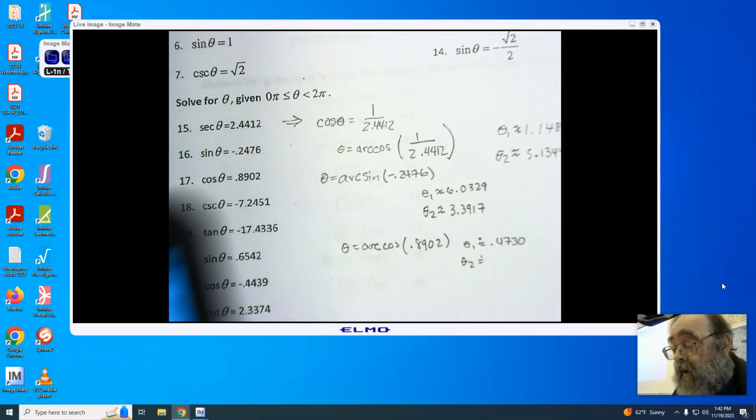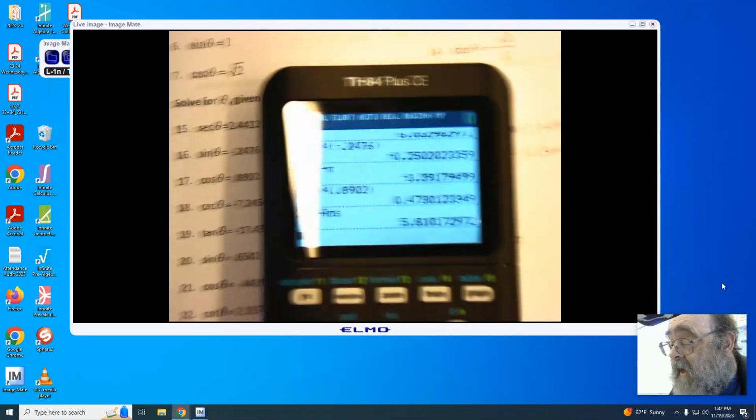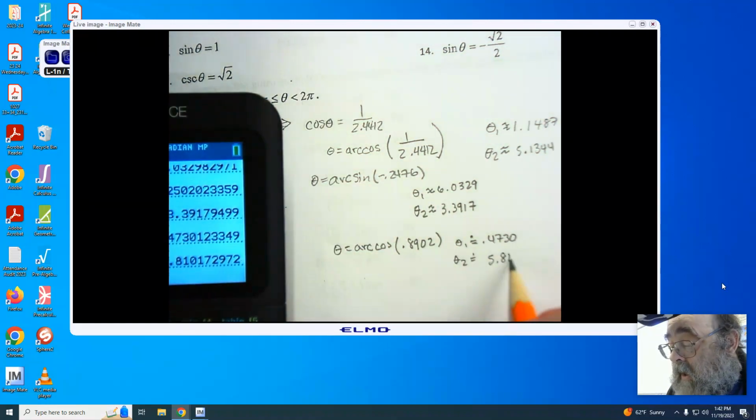We're now going to have to find the second answer. This is in the fourth quadrant, which will allow me to do 2 pi minus that answer. I then get my second answer as 5.8101.